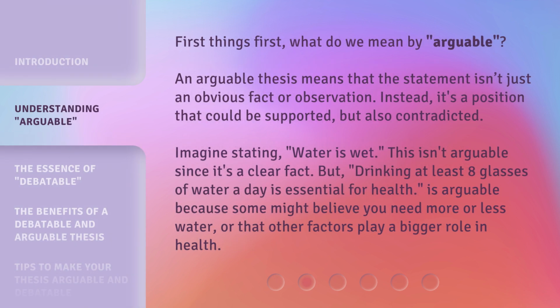First things first, what do we mean by arguable? An arguable thesis means that the statement isn't just an obvious fact or observation. Instead, it's a position that could be supported, but also contradicted. Imagine stating, "Water is wet." This isn't arguable since it's a clear fact. But, "drinking at least 8 glasses of water a day is essential for health" is arguable because some might believe you need more or less water, or that other factors play a bigger role in health.